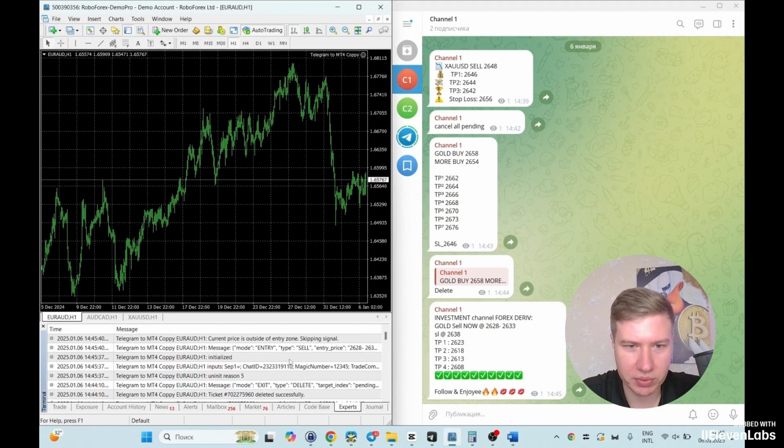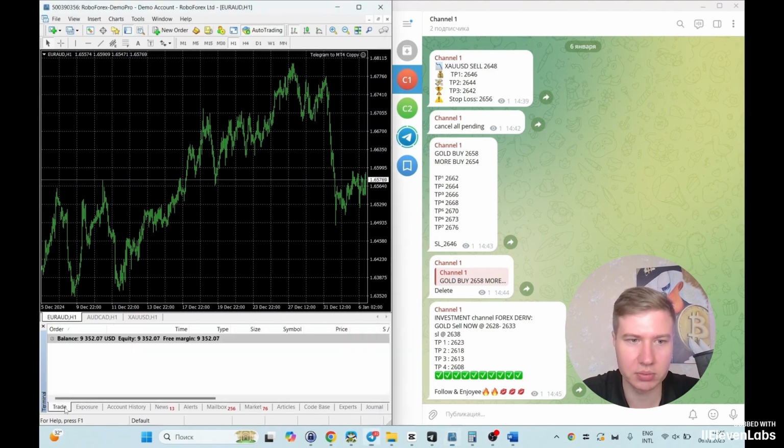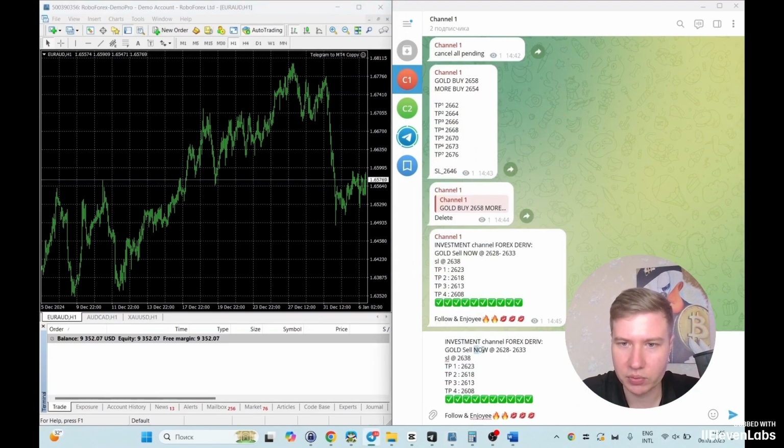So it didn't open. Let's see. Here it says that there is no entry price. It says save now here, so I think that's why it didn't open, because opening this order at the current price would be incorrect. Let's remove that now and just leave it as pending. Okay.